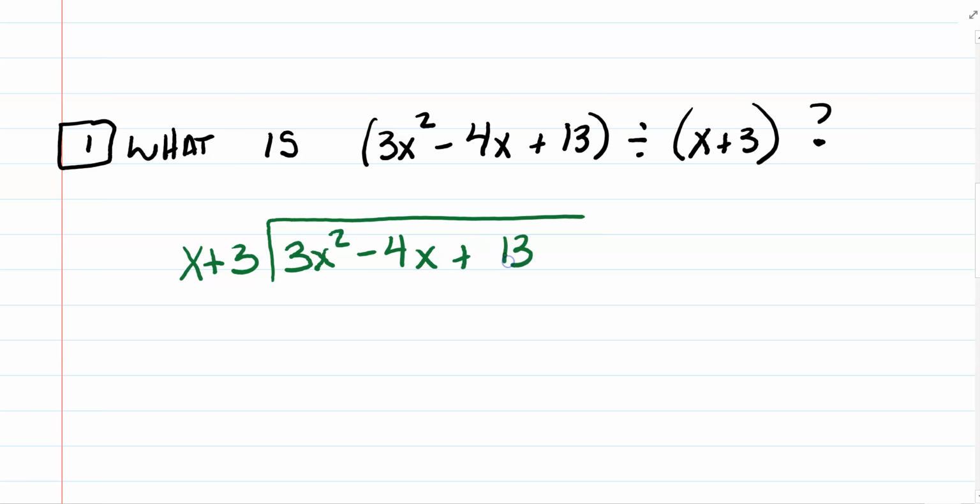The first thing you want to do is check and make sure that you have descending order in your exponents. And we do. We have 2, 1, and then 0. And also make sure that no exponents are missing. I'll show you what to do if they are missing in the next one.